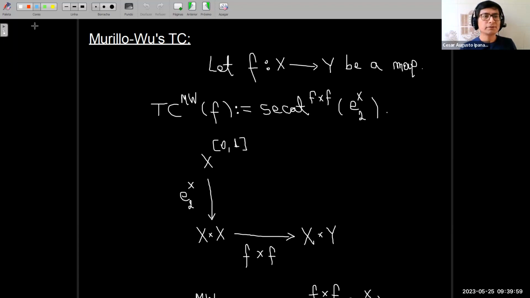And also, Murillo and Wu define the naive or strict topological complexity.